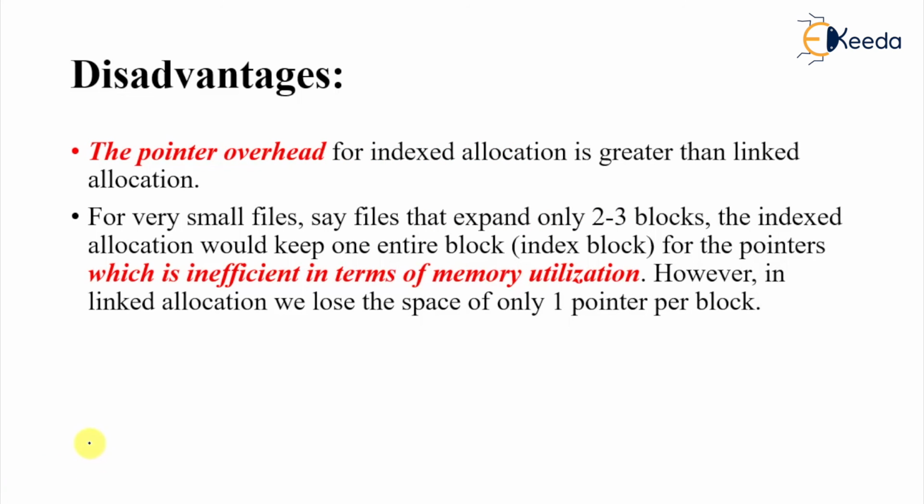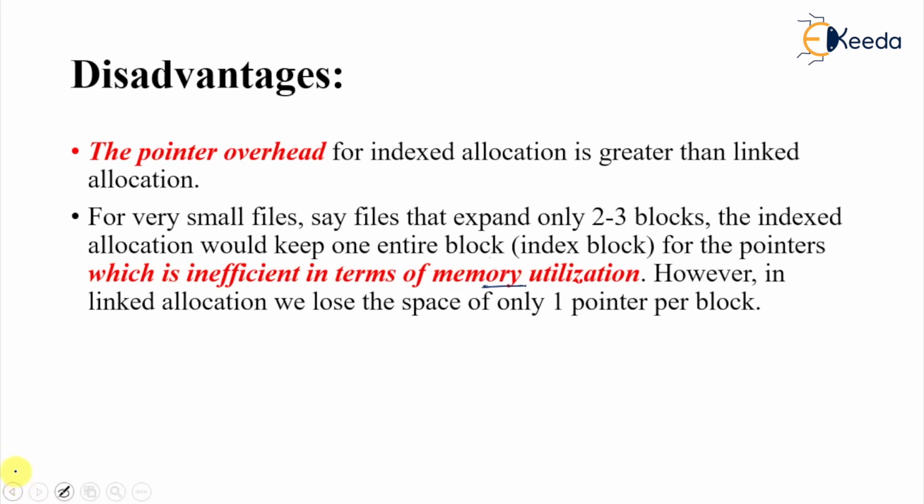Pointer overhead is there, and for index allocation it is greater than for linked allocation, because for every block we are maintaining a pointer. For a very small file that spans 2-3 blocks, index allocation will keep an entire block for the pointers, which is inefficient in terms of memory utilization. Even if only 2 or 3 blocks are allocated, one index block will consume an entire block.